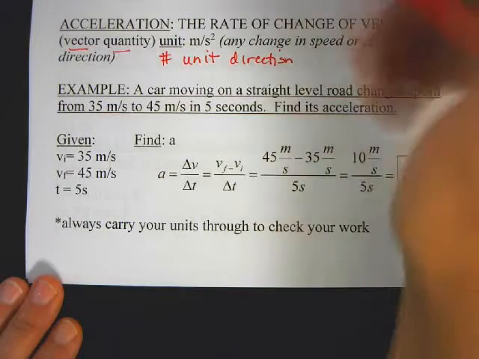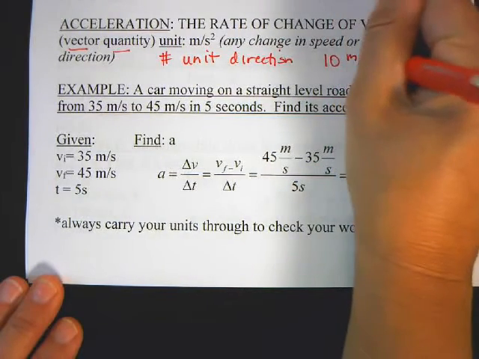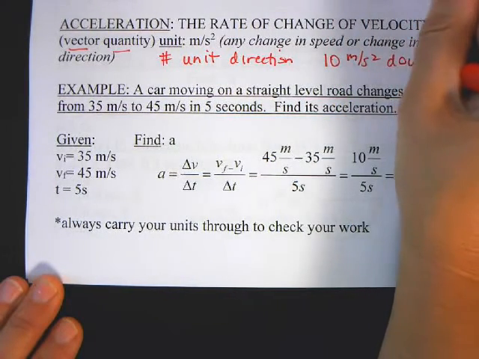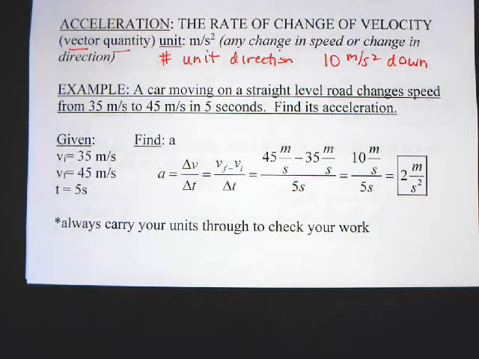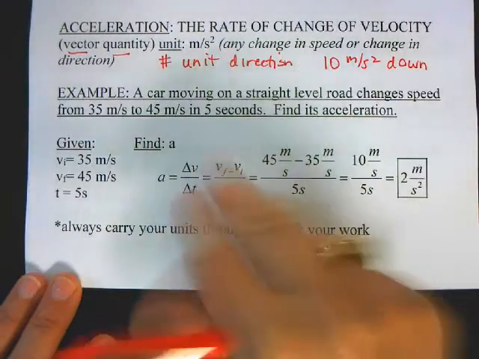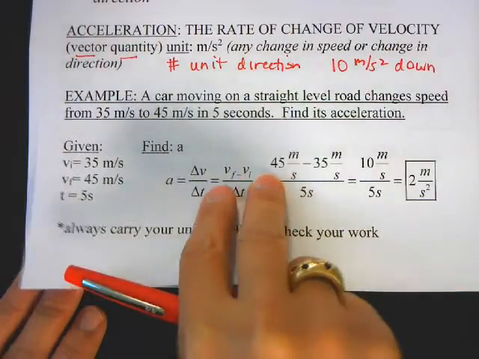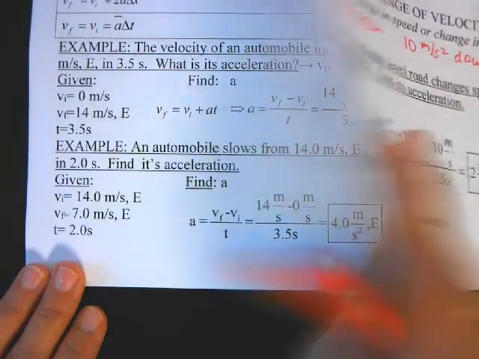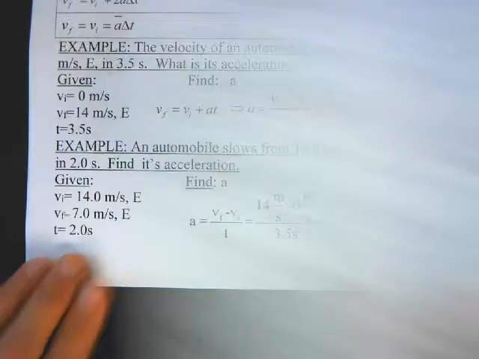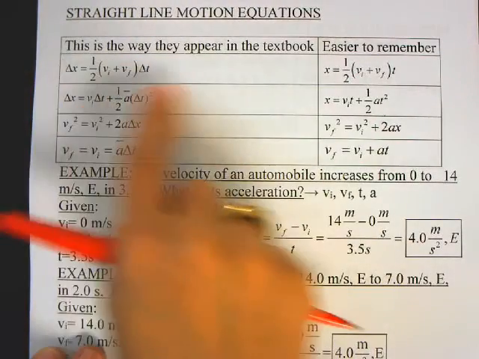So here's an example. It says, now we have a bunch of equations for acceleration. Some of them we're going to do today, and let me jump ahead to the next page. So here are all the equations we have to memorize in this chapter. This is the way they appear in the textbook. So it says delta x is equal to 1/2 (vi plus vf) times t.